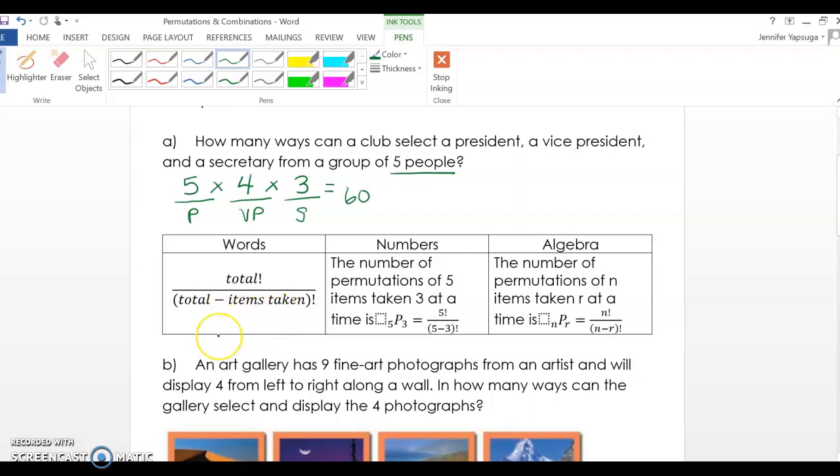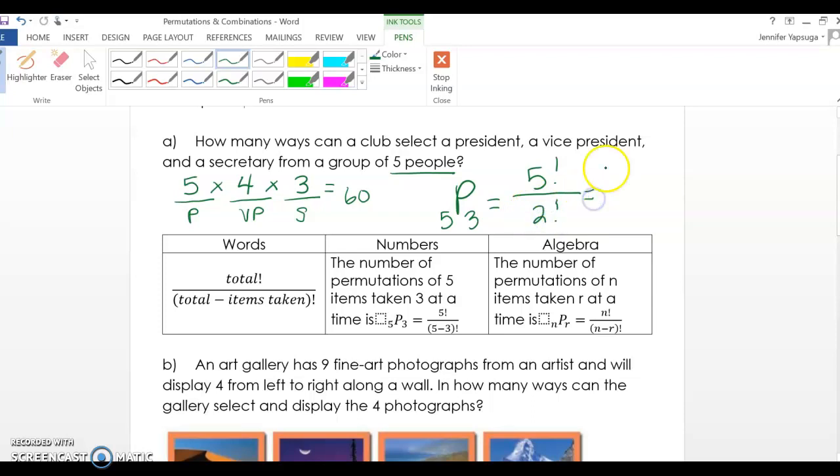So if we look at it in terms of numbers, I chose to use the same numbers as in our problem. So you write the permutation with a P. And we have a total of 5, and we're choosing 3 people. So we take the 5 factorial, and we're going to divide that by 5 minus 3 factorial, which is 2 factorial. And then I would solve that.